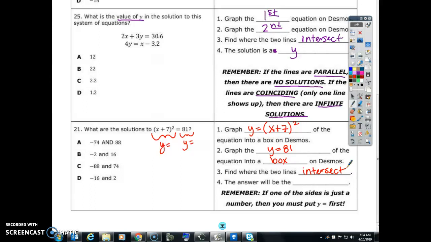And what's my answer going to be, an x or a y? What does the equation have? Does the equation have x's or y's? X's. So my answer is x. Okay? And it's going to have two of them.